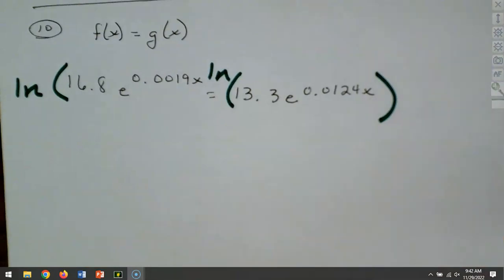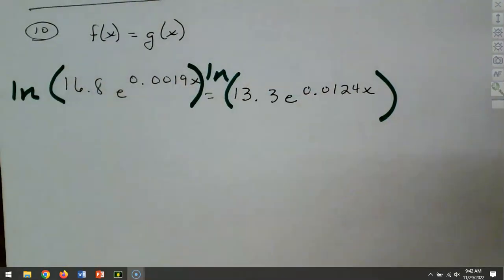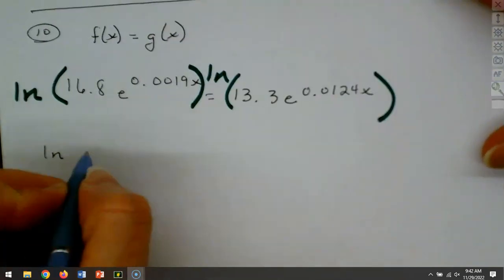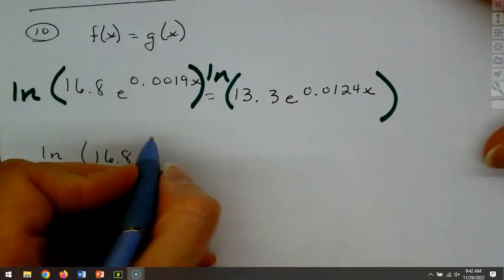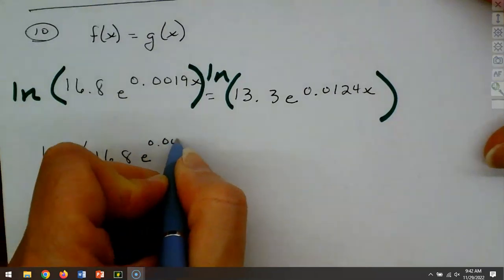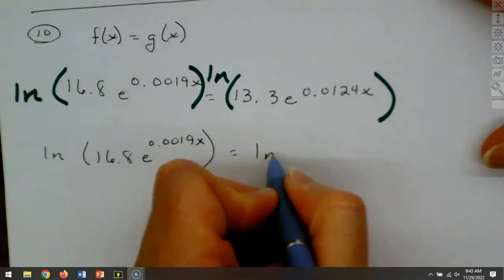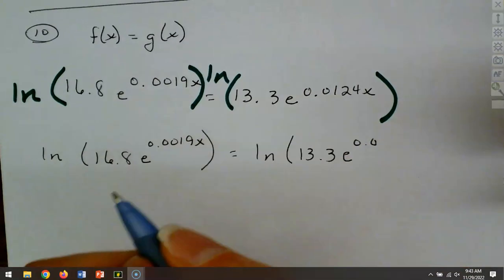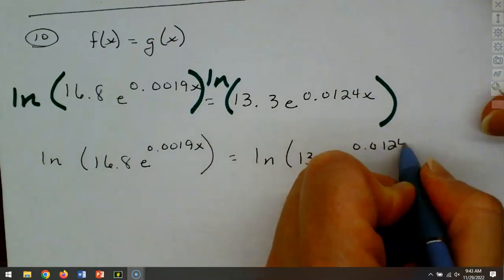How is that going to work? And what is that going to force me to do? Well, let's write it out and see how we can solve this. They do become a little bit tricky when we start working with them and breaking them up. So we now have the natural log of, and I'm going to use parentheses here, 16.8 e to the 0.0019 x power. And that equals the natural log of 13.3 e to the 0.0124 x power.